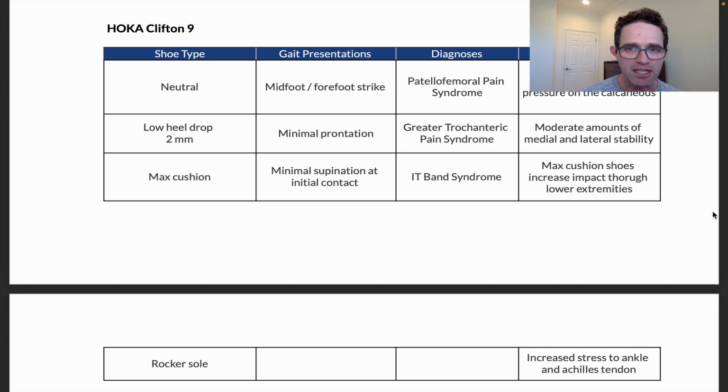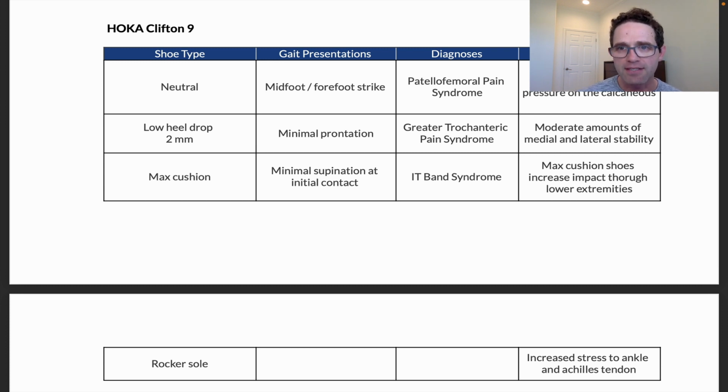Diagnoses suitable would be patellofemoral pain syndrome, granted that you have the strength and stability in the knees and the hips and the ankles to be able to support these shoes. Greater trochanteric pain syndrome, and IT band syndrome. Again, these are all things that are going to be offloading that knee, hip area, but putting more pressure and stress on the ankle and Achilles.